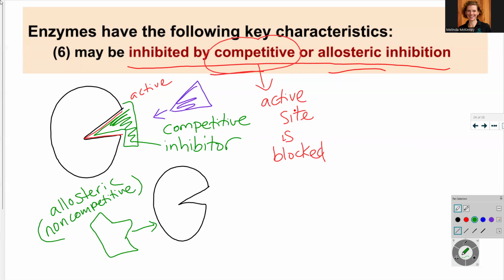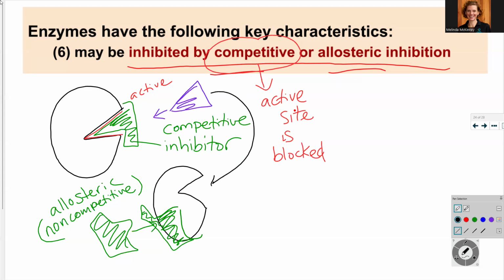This is going to bind here. And when it does, it's going to push the Pac-Man shape. Change the Pac-Man shape. Okay, so it's going to bind here. Then as it does that, this is going to change. So the active site is going to be misshapen because it's going to be pushed. And then this will no longer fit.